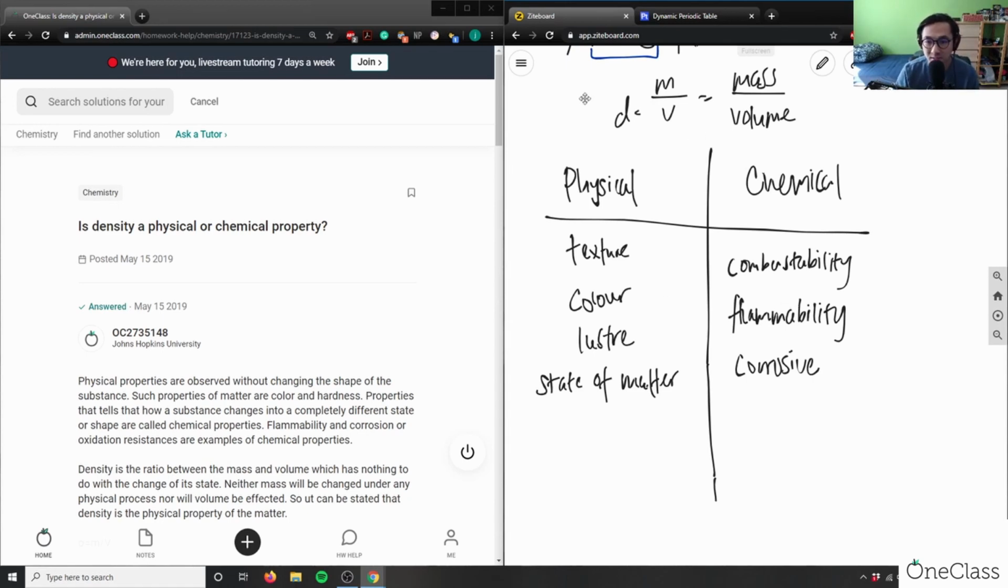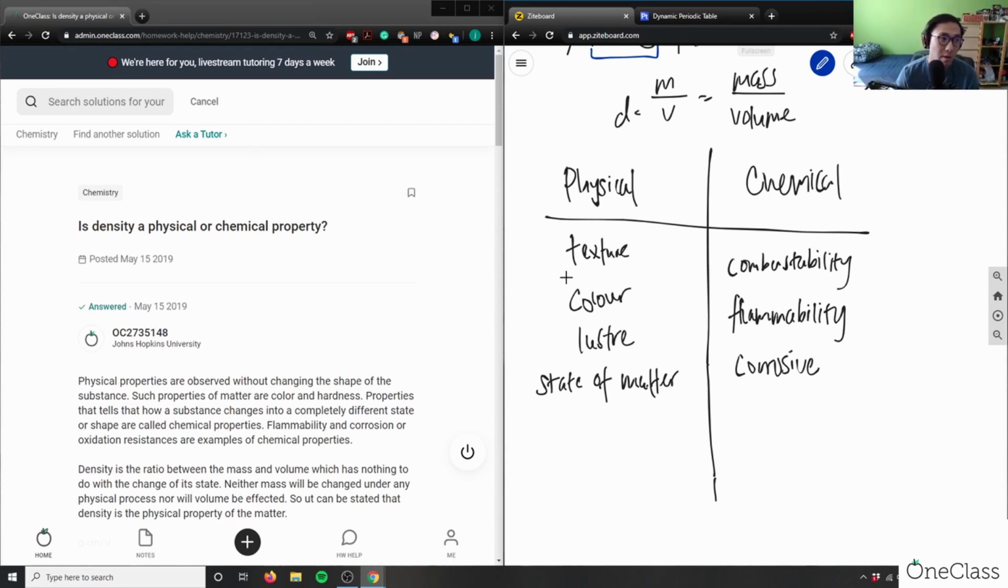So it neither belongs in physical or chemical. I guess you can say it's not somewhere in the middle, but if anything, it kind of leans towards the physical property side. But density isn't really a physical property that we use to describe something. When we're describing physical properties of something, we describe the texture, the color, the luster, the state of matter. We don't use weight because weight can change.